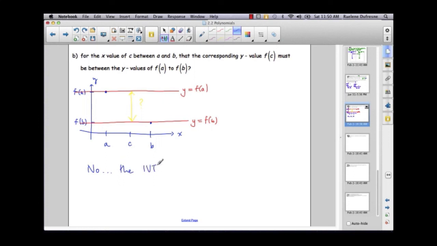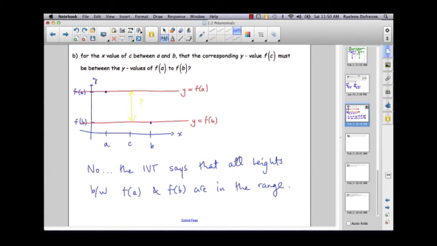The intermediate value theorem says that all heights between f of a and f of b are in the range. But it doesn't really say that if x is c, that the y value cannot be outside of that range.